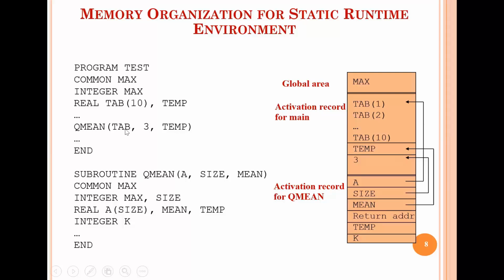Whenever there is a call from main to qmin, a new activation record is generated. The first activation record was for main, the next activation record is for qmin, and there is a variable mapping, or parameter mapping, between the actual and formal parameters. So this is how activation records are generated in a static environment, and we fix them beforehand.